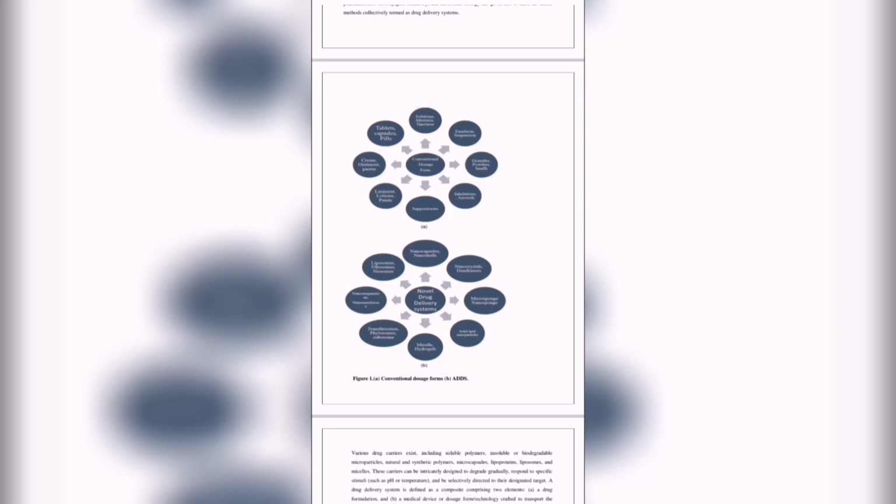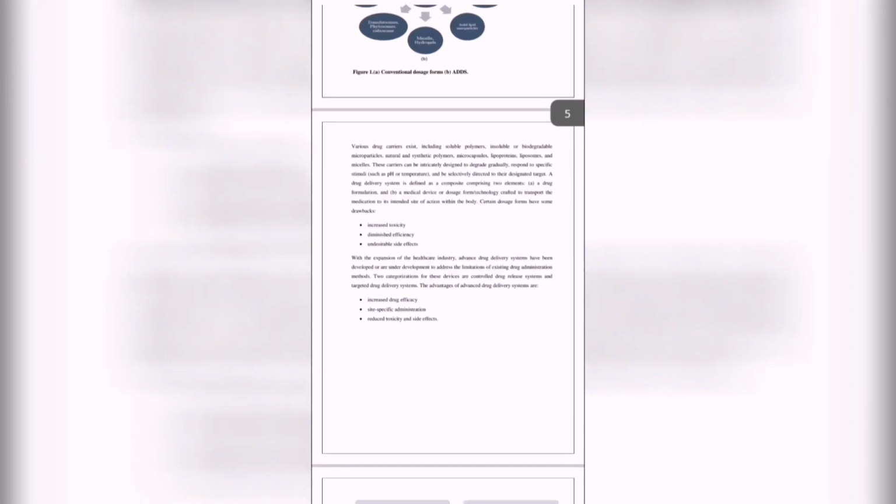Conventional dosage forms include gels, ointments, tablets, pills, lotions, aerosols. All these are conventional. But novel drug delivery, meaning advanced drug delivery system, includes nanocapsules, hydrogels, lipids, micelles, solid lipid nanoparticles. Next, various drug carriers exist, including soluble polymers, biosynthetic, man-made, natural polymers. All these are advanced drug delivery systems.